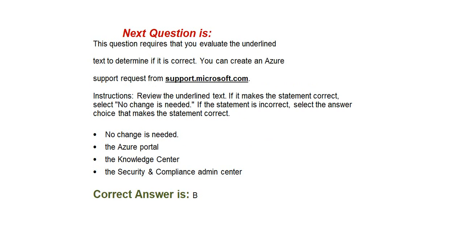Next question is, this question requires that you evaluate the underlined text to determine if it is correct. You can create an Azure support request from support.microsoft.com. Options are option A, no change is needed. Option B, the Azure portal. Option C, the Knowledge Center. Option D, the Security and Compliance Admin Center. Correct answer is option B, the Azure portal.